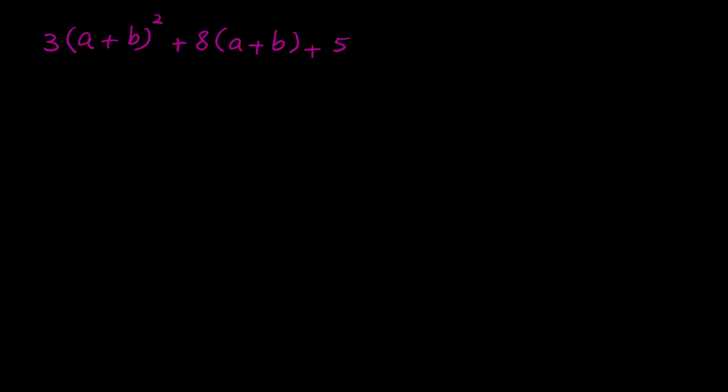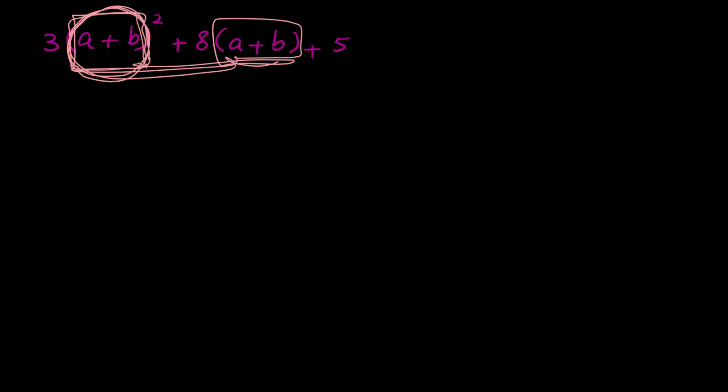Look at this example. 3 times a plus b to the 2 plus 8 times a plus b plus 5. If you remember, we had questions like this before. A plus b is repeated. And when we look at this expression, it's a little confusing. If you want, you can change the name of this bracket to something new, because this is so big an expression, so it's a little confusing. We prefer to change this to something simpler.